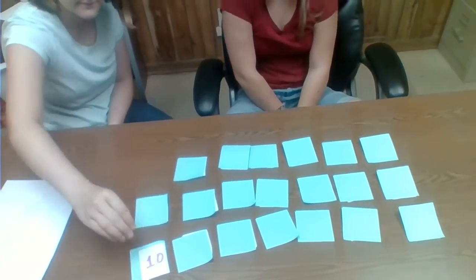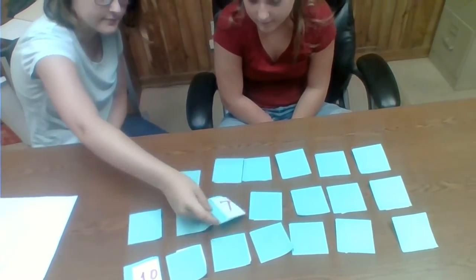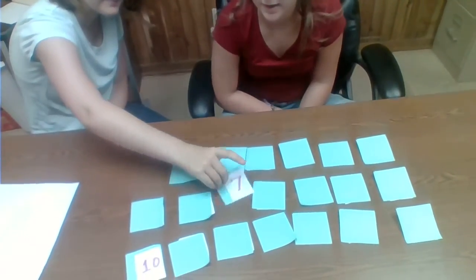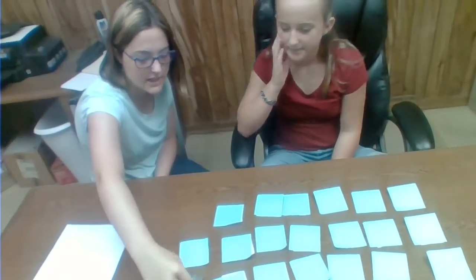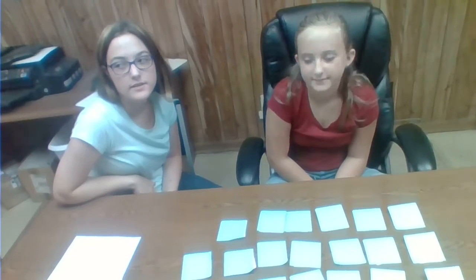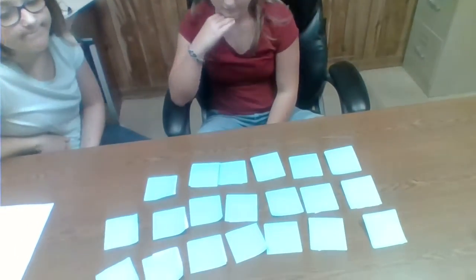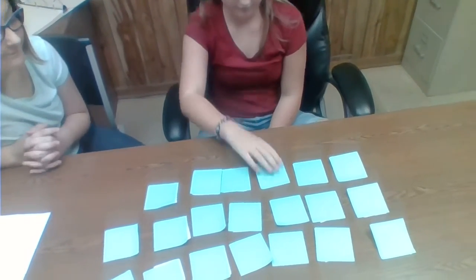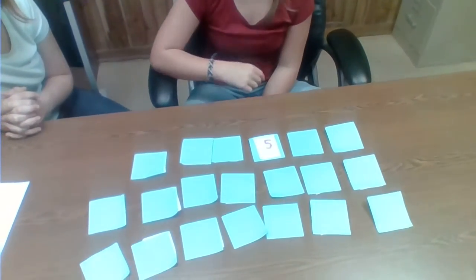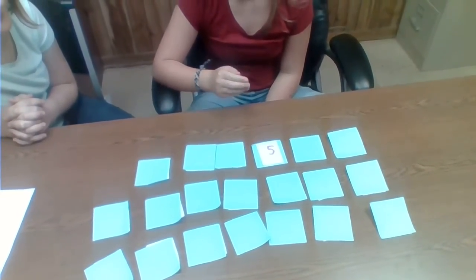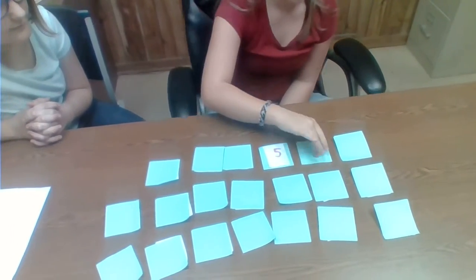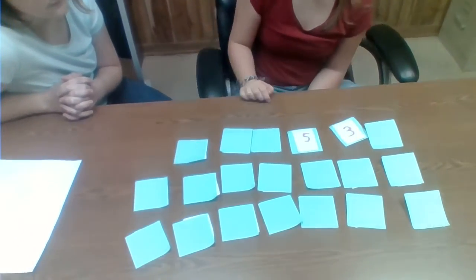Ooh, Abigail's going back for that 10. 7. 10 plus 7 is? 17. 10 subtract 7. 3. So that doesn't work either. We're looking for 13. 5. She's using her fingers. She's using her strategy.